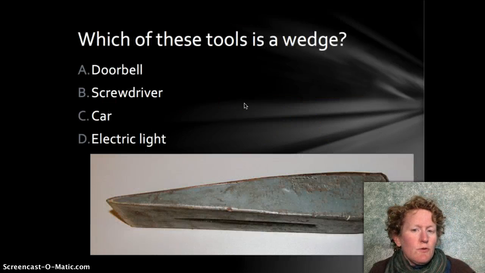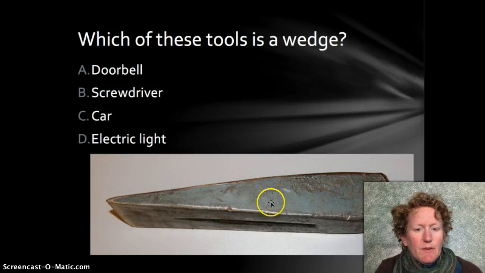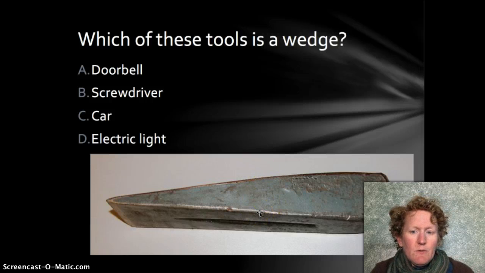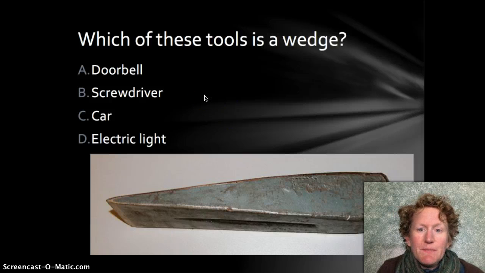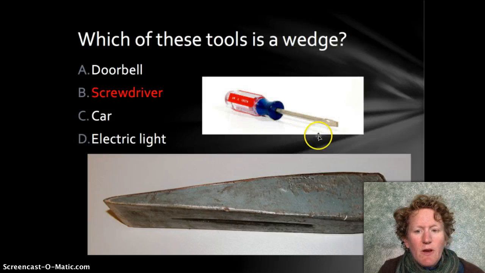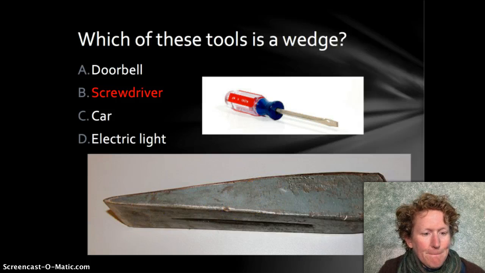Which of these tools is a wedge? Here's an example of a wedge. It's one that you might use when you're chopping wood and trying to split something open. Split a big piece of wood open into smaller pieces. That's really what splitting wood is. A screwdriver has a wedge on the end of it, which is really just two inclined planes put together.